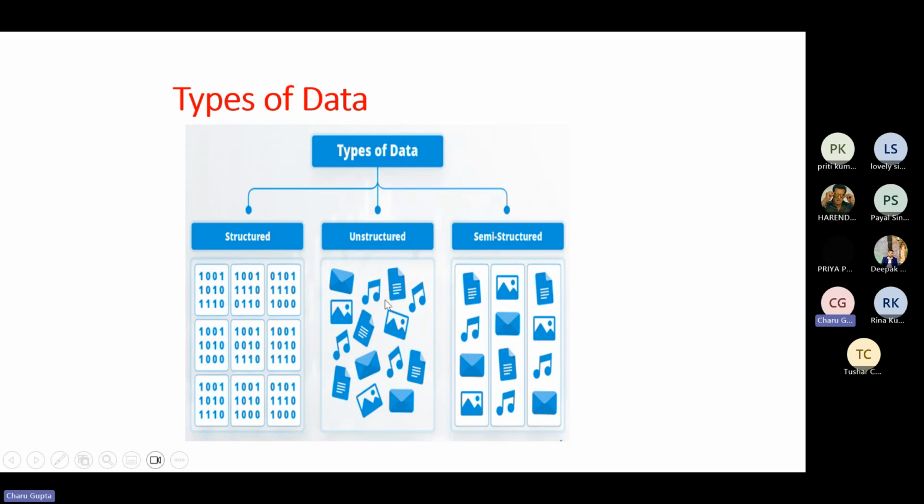You can see from the snapshot that the structured data is in the tabular form, rows and columns. Semi-structured, again, a part is structured while a part is not structured, and the middle one is unstructured. There is no format of storing it.